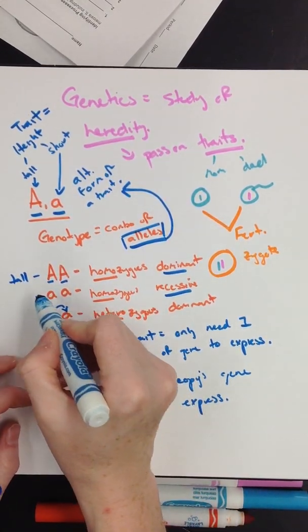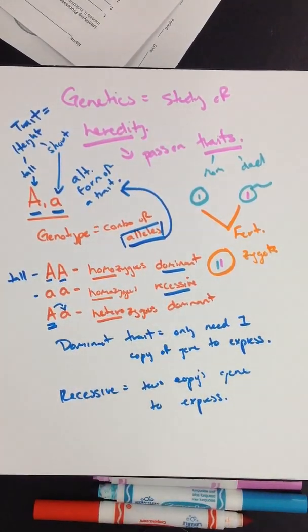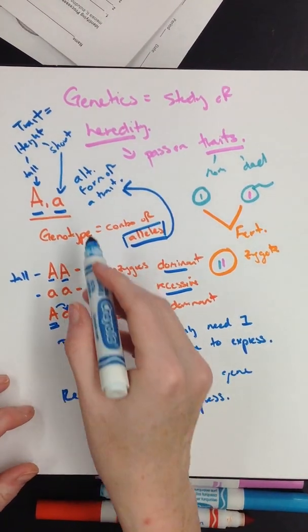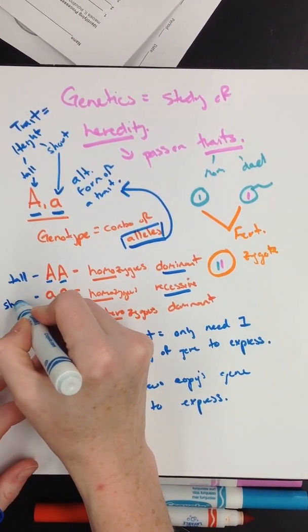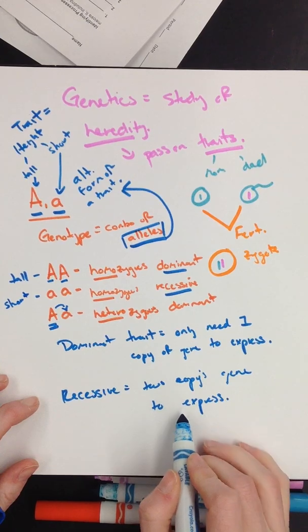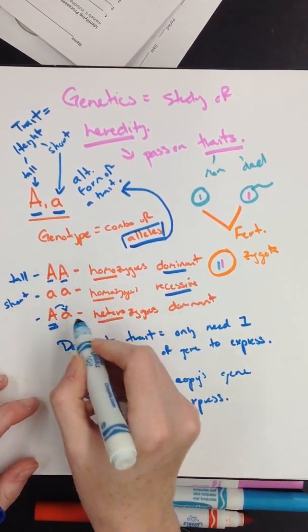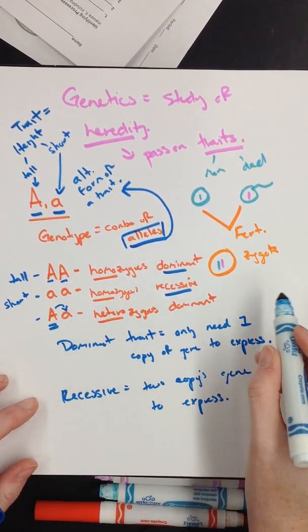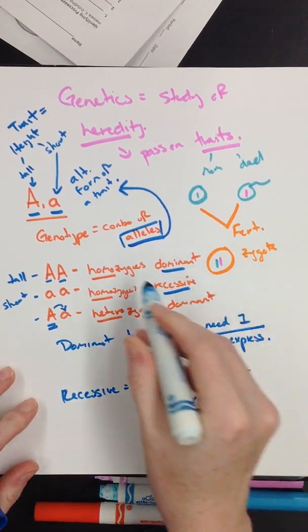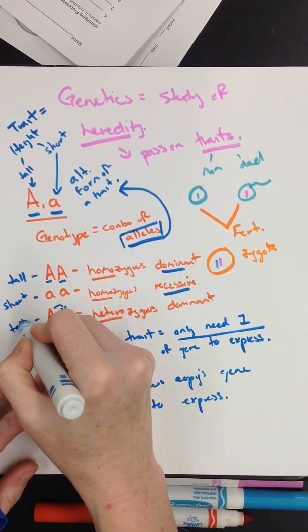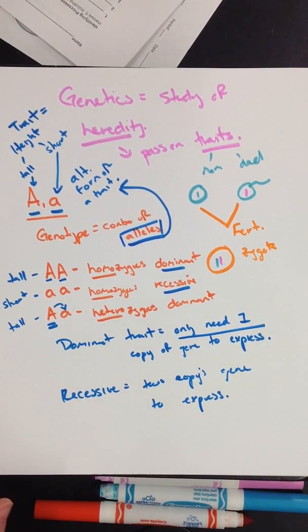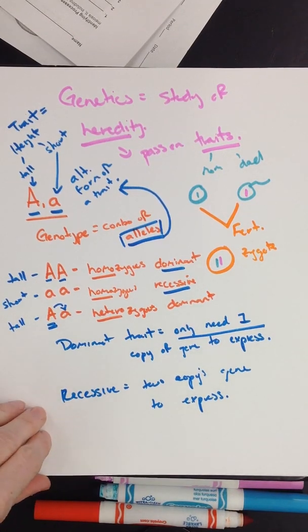And this guy right here, since he doesn't have any big A's, he's going to show the recessive trait because he has to have two copies of it, so he's short. And this guy, since he has at least one big letter and he only needs one, that means he's going to show the tall trait. Okay, so those are your vocab words.